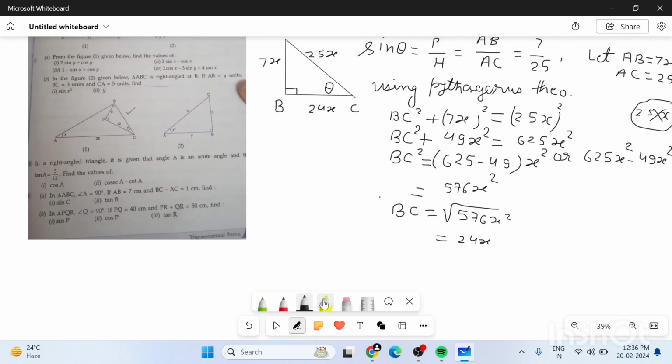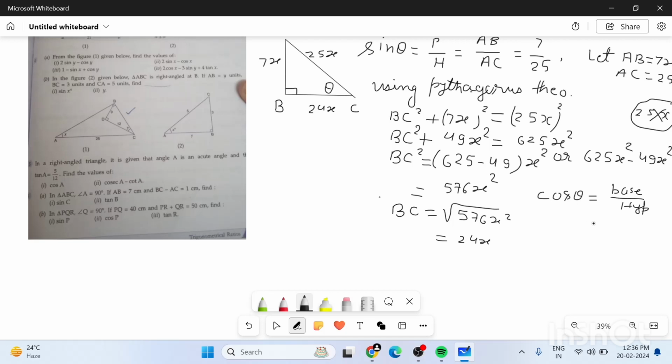Look, this very first ratio is sine theta. Sine theta is already given. Now next is cos theta. As we know, students, cos theta जो होता है वो adjacent side कह लें या base कह लें, whatever you want to say, and then hypotenuse.